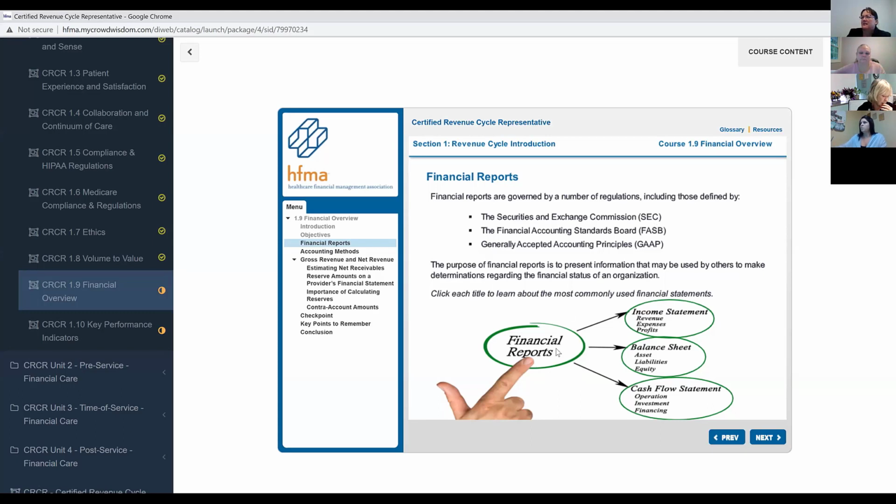So each of the little buttons tells you about each of the different statements on here. The income statement, the balance sheet, and the cash flow are the 3 basic financial statements that an organization is going to produce likely on a monthly basis.